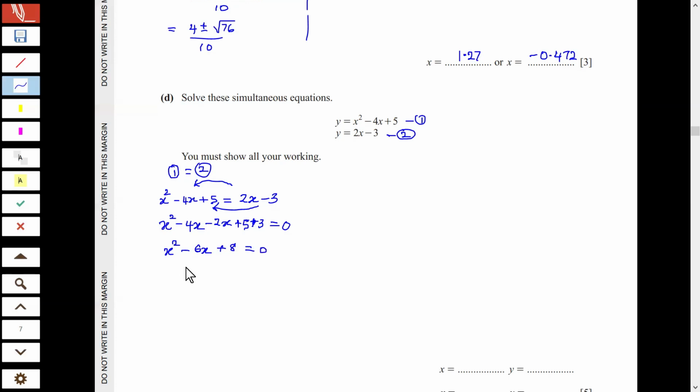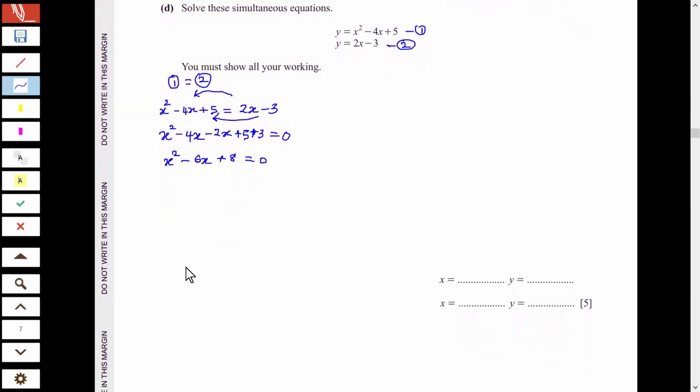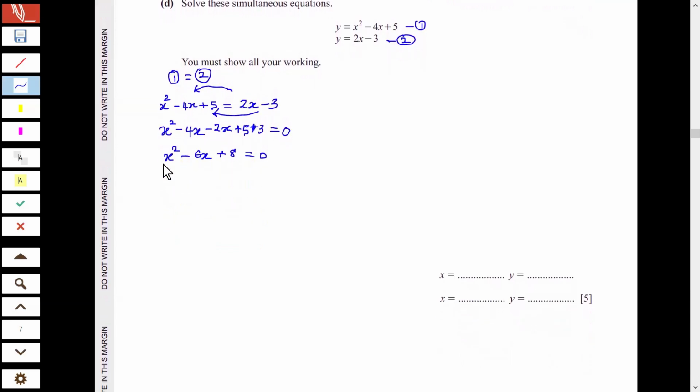So we're now going to factorize at this point. We need to factorize the equation here. To factorize, we have to look for a pair of factors that multiplies to give 8 and adds to give negative 6. And this pair of factors is 4 and 2.